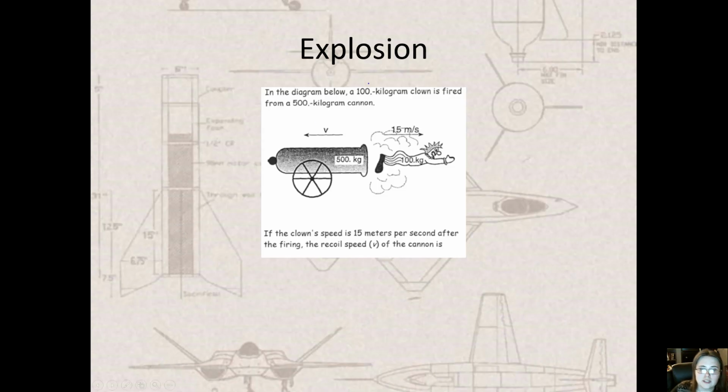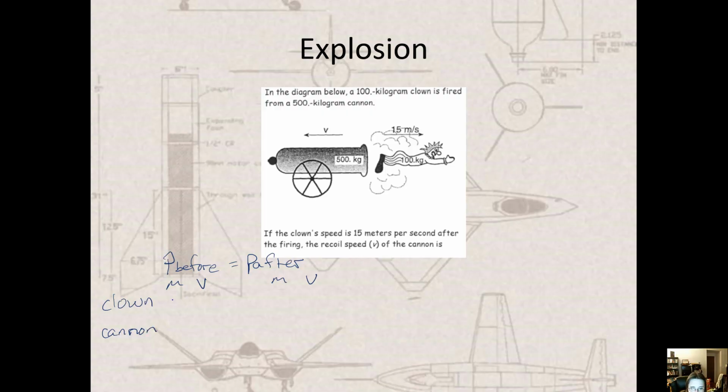So in the diagram below, it says a 100 kilogram clown is fired from a 500 kilogram cannon. If the clown's speed is 15 meters per second after the firing, the recoil speed of the cannon is what? So we want to know what the final velocity of the cannon is after. So this is basically the exact opposite of our sticky situation. So now we have our table. P before is equal to P after. This is mass, velocity, mass, velocity. We have the clown. We have the cannon.